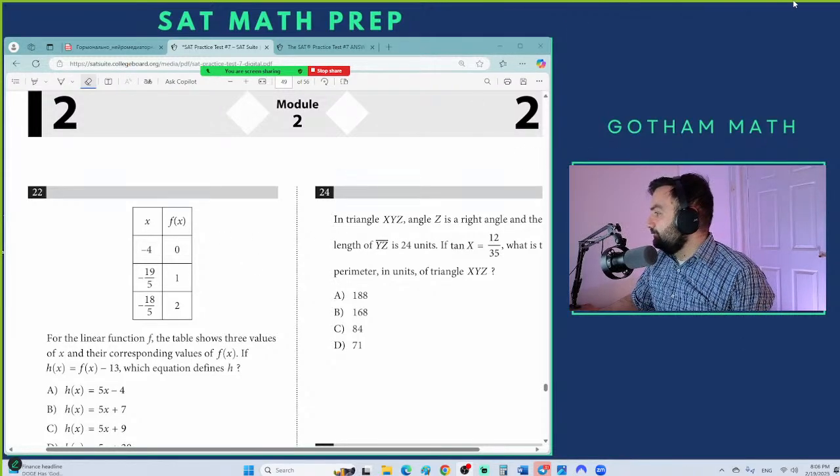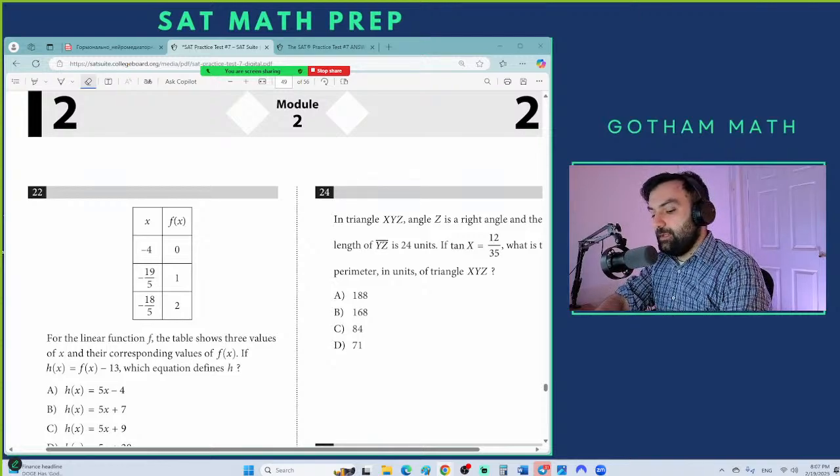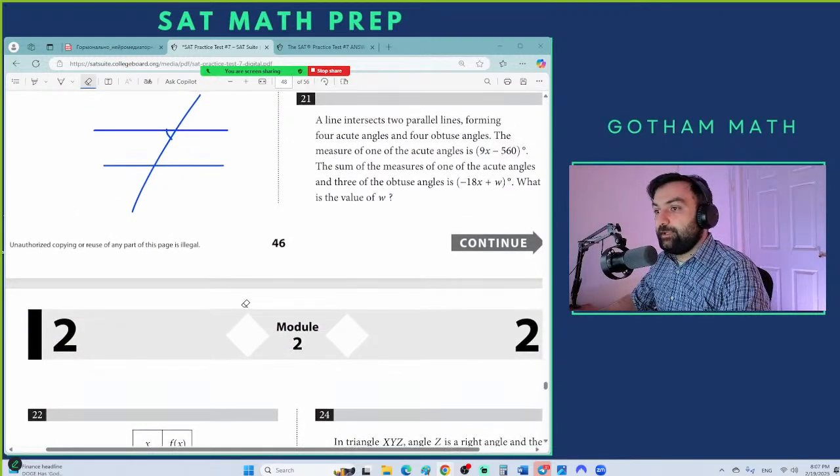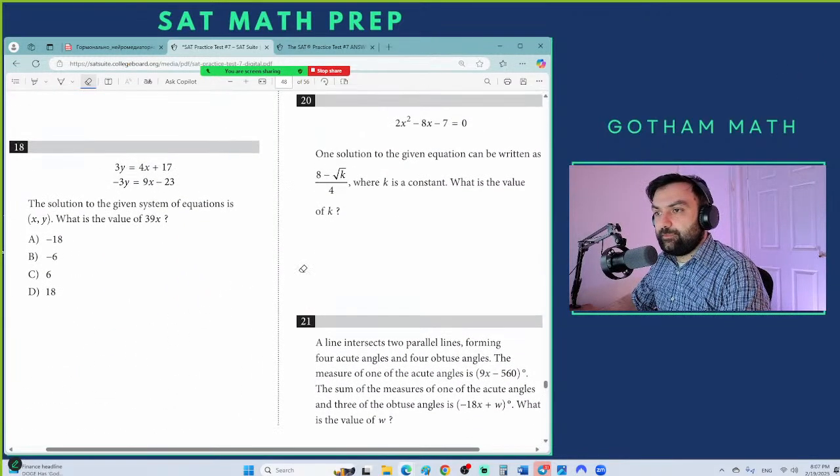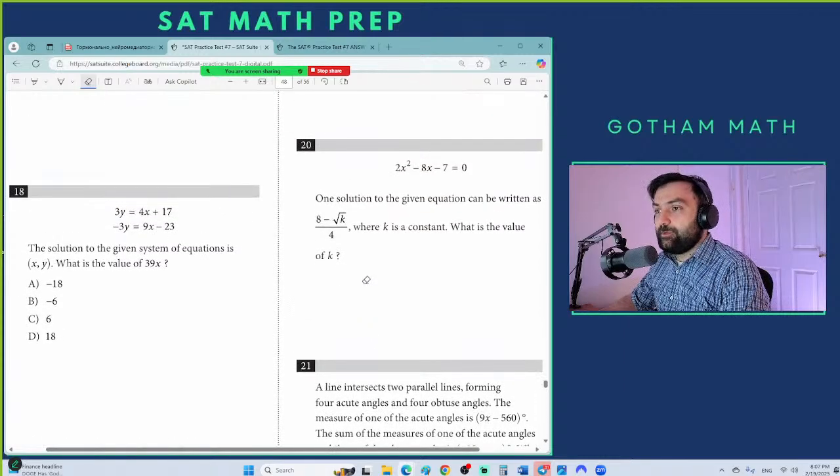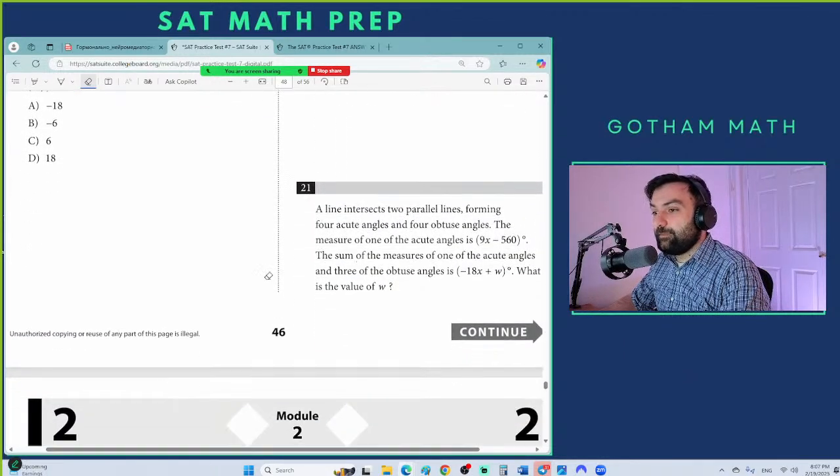Today we're going to continue completing the second model of the SAT, test 7. We're going to start from where we left off last time, which was question number 21.